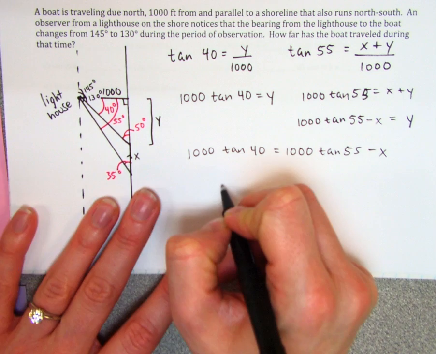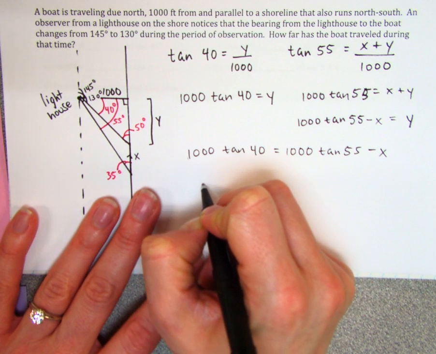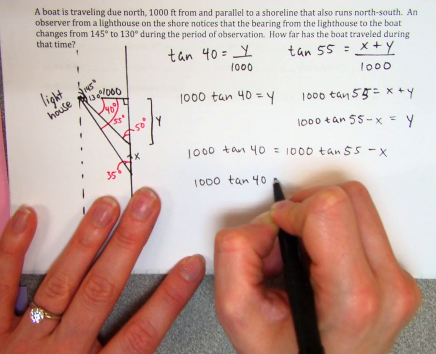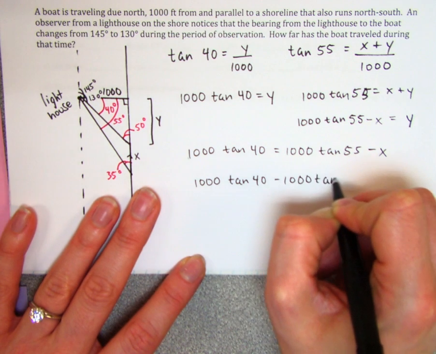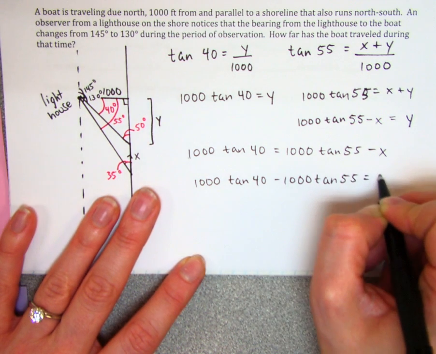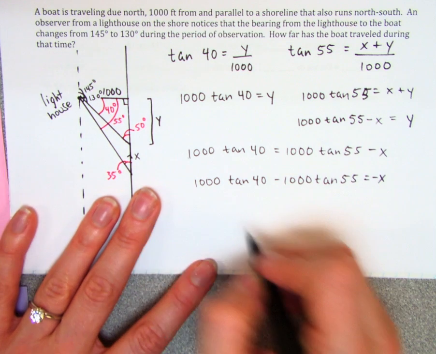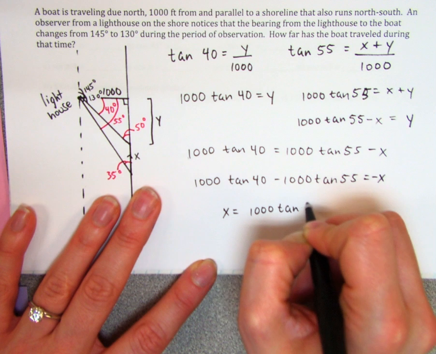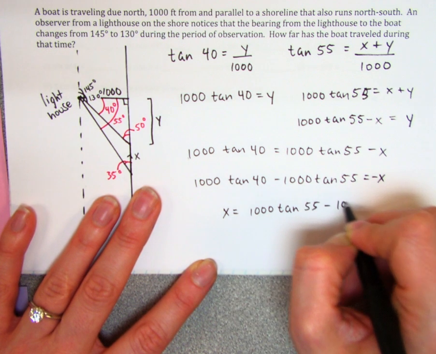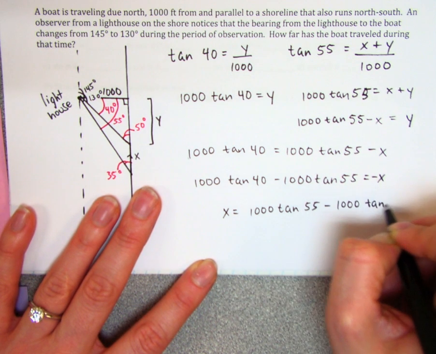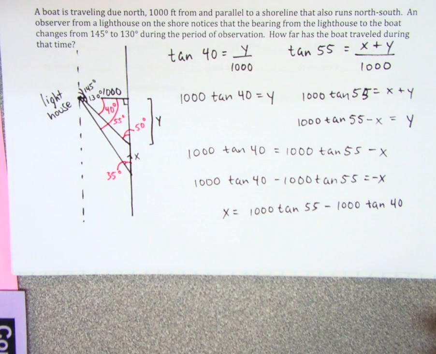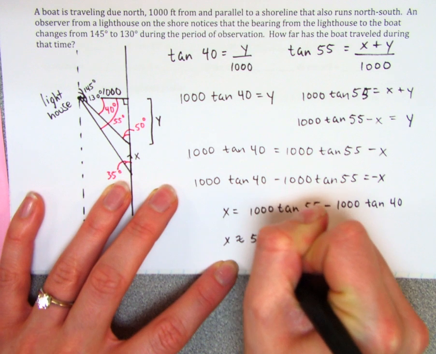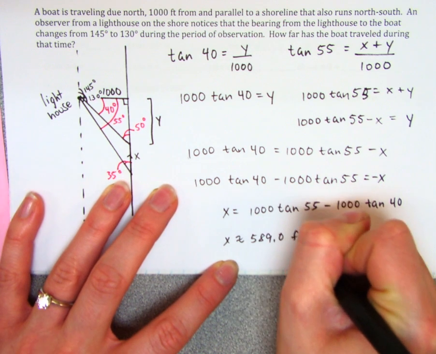So let's take a look. I have 1,000 tangent of 40 minus 1,000 tangent of 55 is equal to negative x. That means x is equal to 1,000 tangent of 55 minus 1,000 tangent of 40. And when we evaluate that, we should get x to be approximately 589.0 feet.